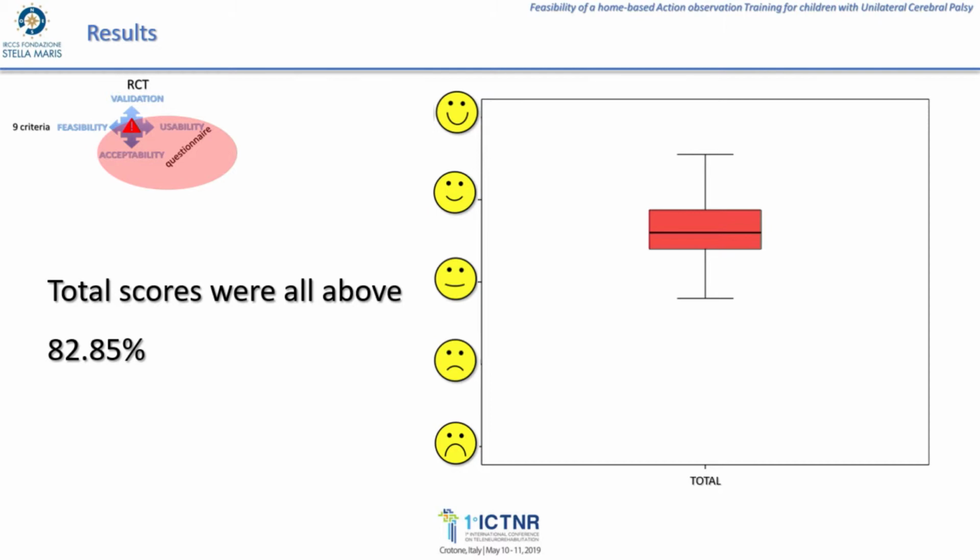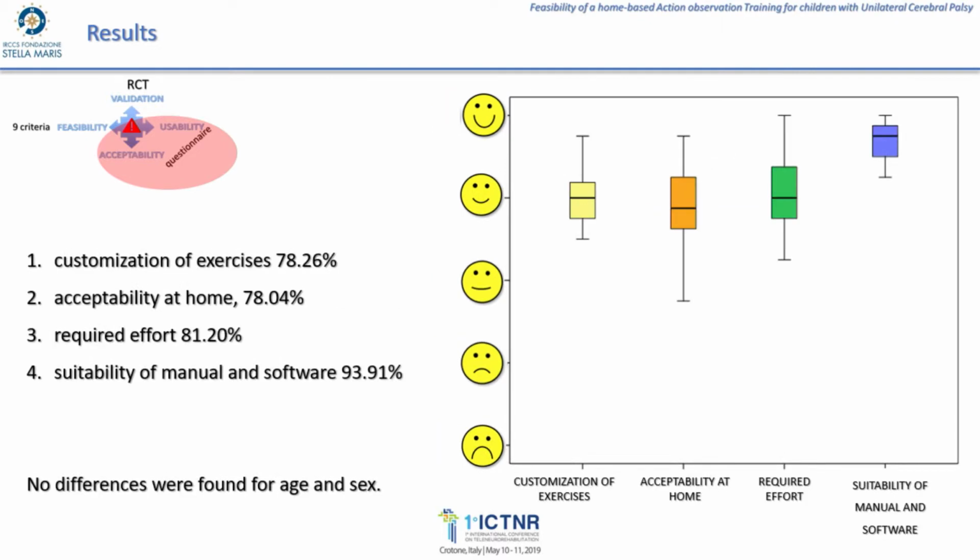Concerning the questionnaire, all total scores were above 82%, so the satisfaction seems very, very high. Analyzing each area, we can see that all scores are very high. You see a little variation in the acceptability at home, mainly because sometimes home could be organized in different ways. That could be a reason why we have such variability.